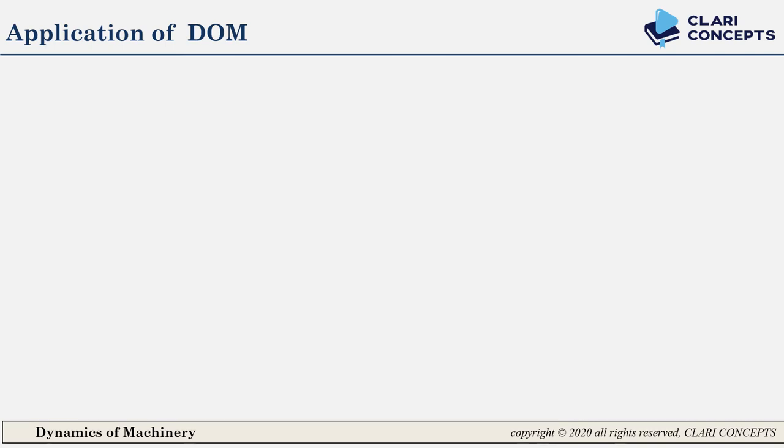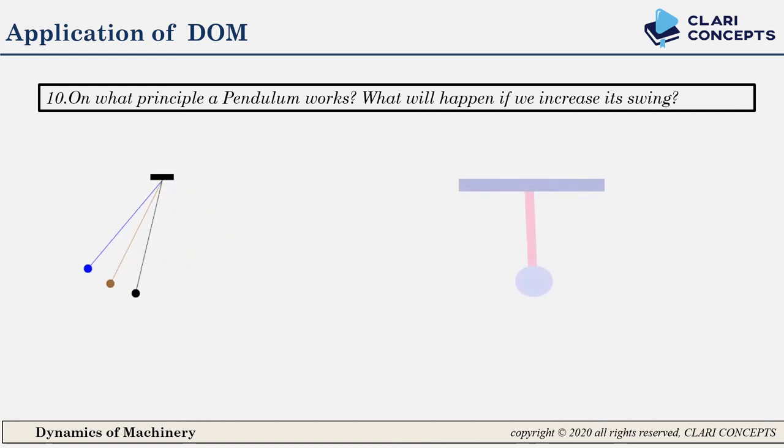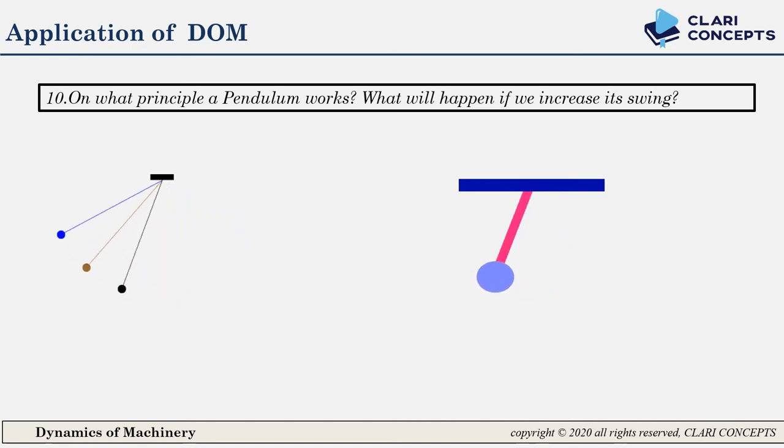In early days, you have seen pendulum watches which oscillate with a sound like ting tong. Have you ever thought, by watching that, on what principle a pendulum works? What will happen if we increase its swing? So here is the answer. In the starting, we apply an external force, and by restoring this force, it oscillates. But when force is continuously applied, the motion of the pendulum changes and it shakes or vibrates more.